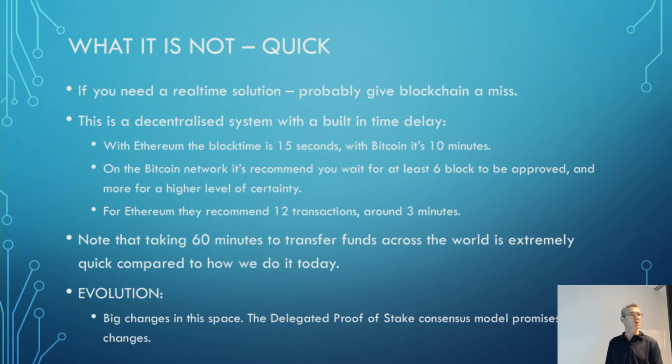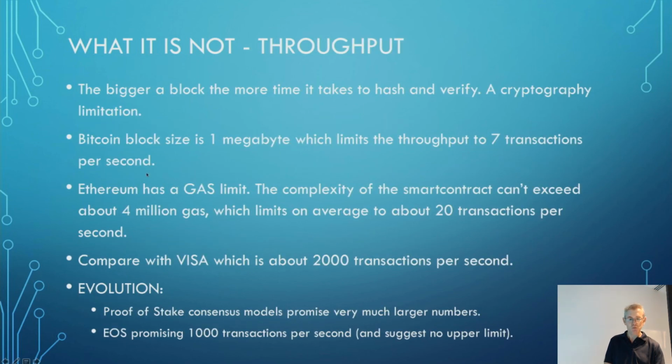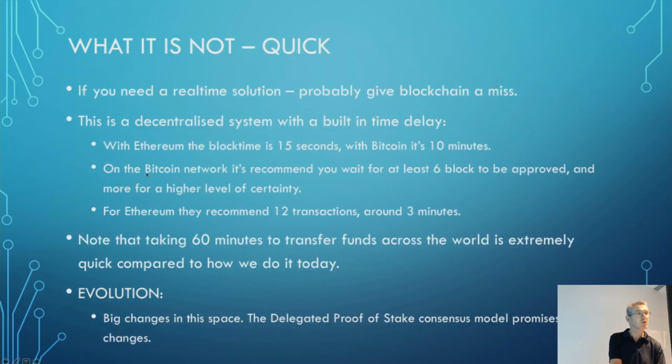It is not quick. We mentioned before that there's 15 seconds on Ethereum. Well, you can't do that. 15 seconds on Ethereum, and you need about 12 of them, so it might take about 3 minutes to get a valid transaction on Ethereum. There's big changes in this space. The delegated proof of stake consensus model will make huge changes there.